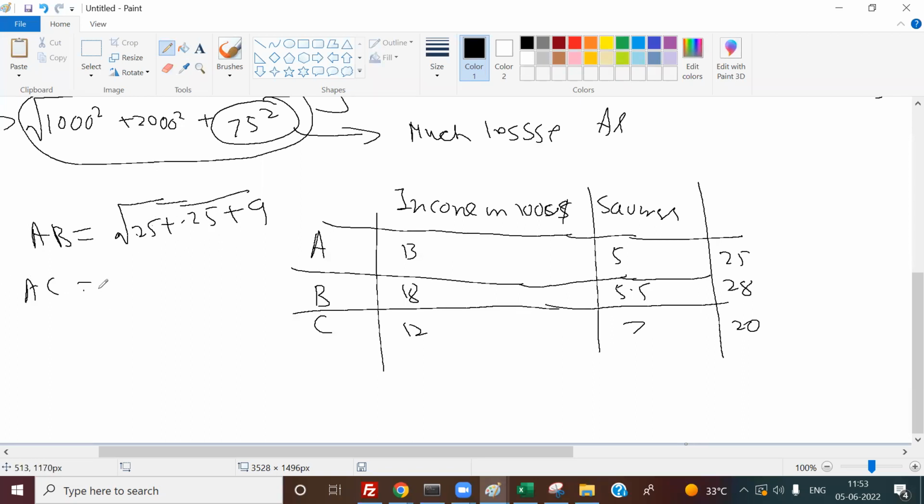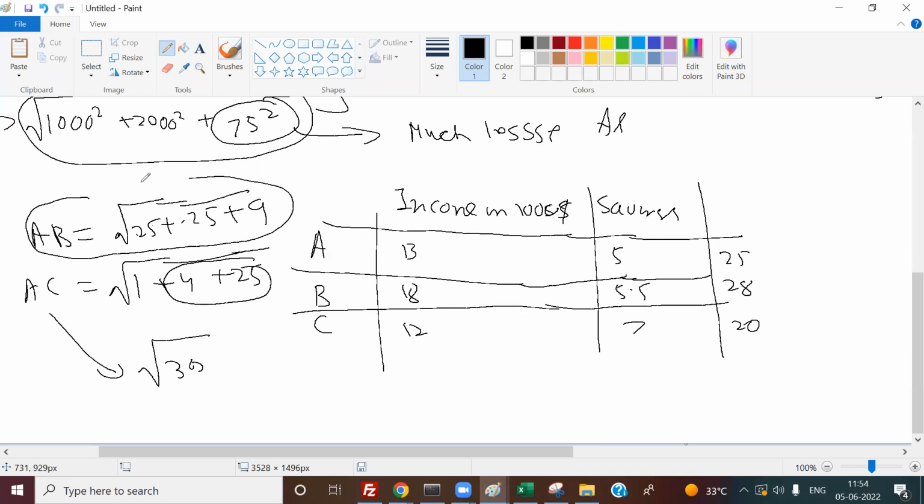Distance between A and C would be 30 minus 2. It would be 1. Then 4 and then 5. That would be your 25. So do you notice this distance is around 29 and 30. This AC distance will come to 30. And this distance would be how much? So 34.